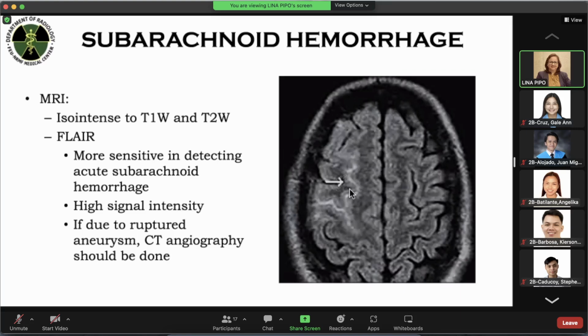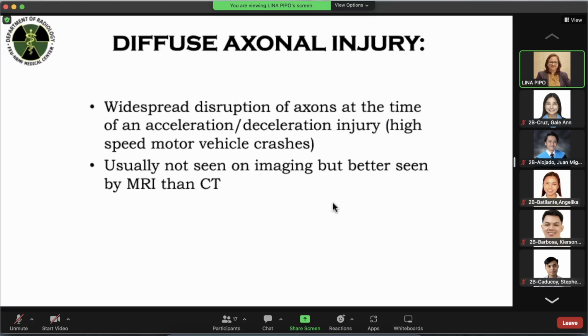If it's secondary to trauma, maybe there is a fracture in that area of the subarachnoid hemorrhage or any part of the skull. But if it's not secondary to trauma, it may be a ruptured aneurysm. If that's the case, CT angiography should be done to localize the area of the ruptured aneurysm.